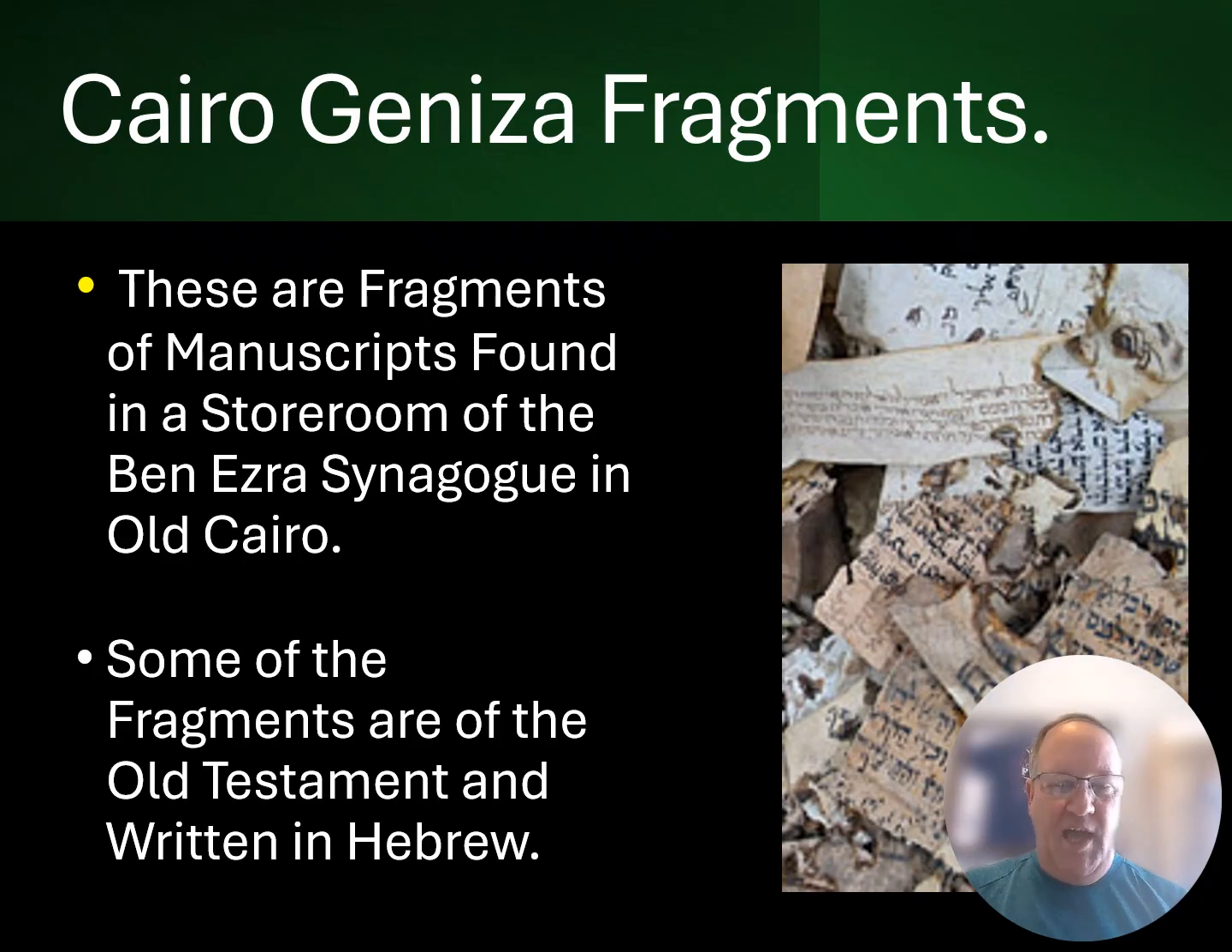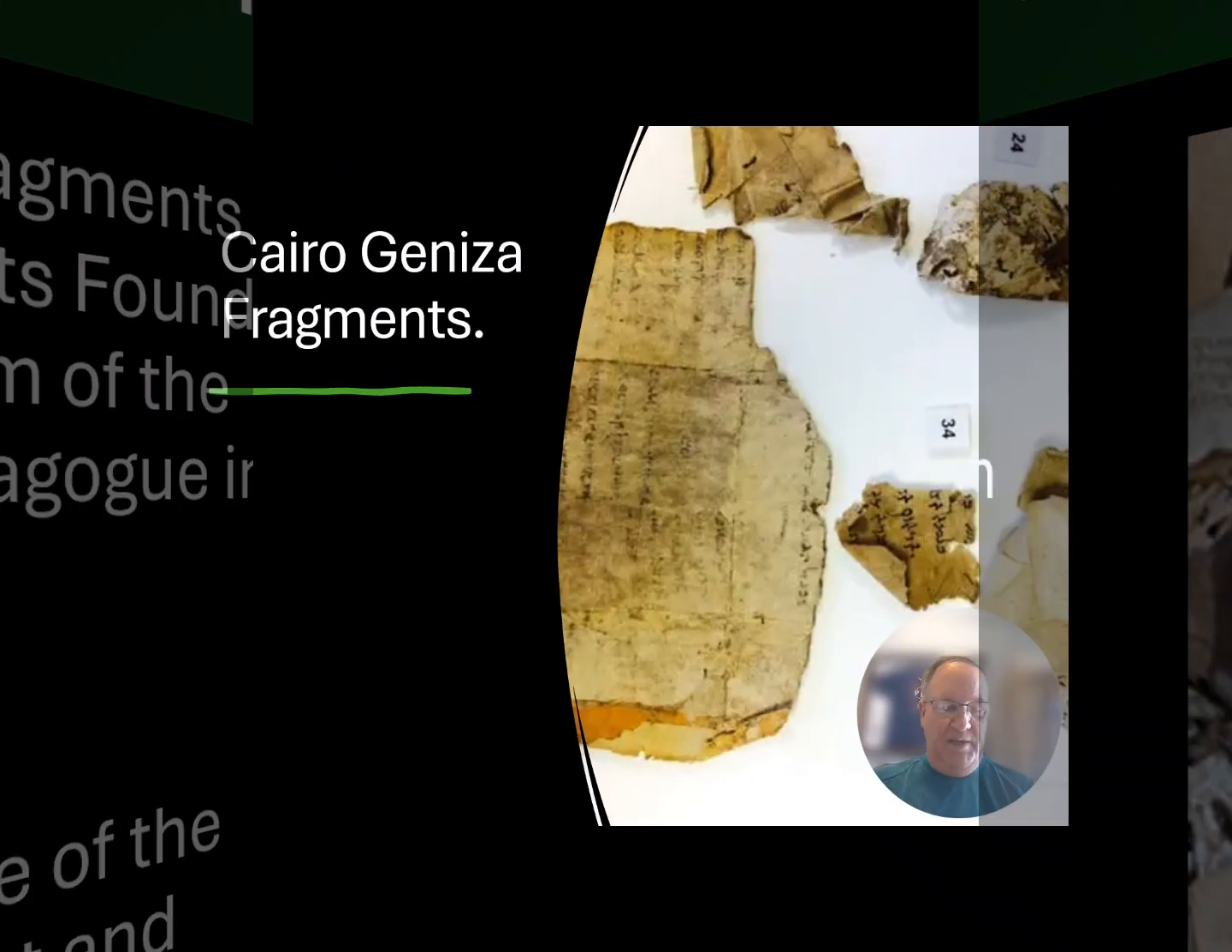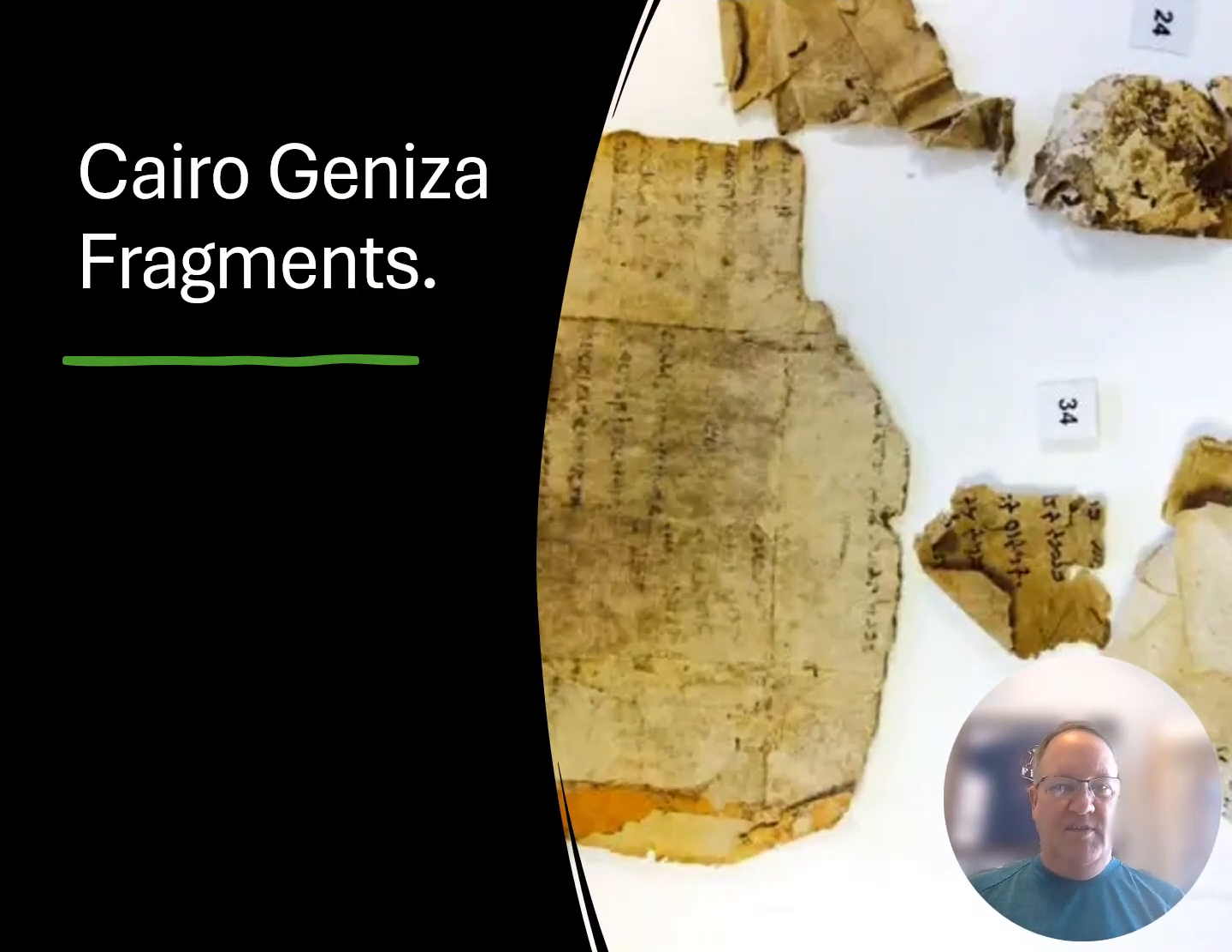And apparently what we're seeing is fragments of stored scrolls from this synagogue in the storeroom of the Ben Ezra Synagogue. And what we discovered is that some of these fragments, not all of them, but some of these fragments are the Old Testament. They are fragments of the Old Testament written in the Hebrew language. So that's quite the discovery. But again, nothing in existence of a whole copy of the Old Testament.